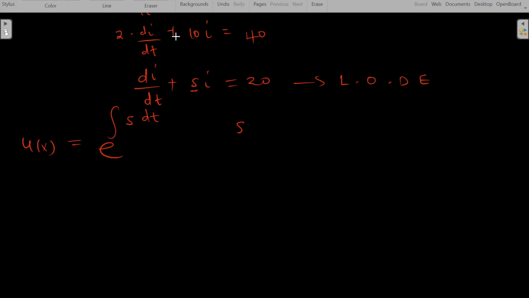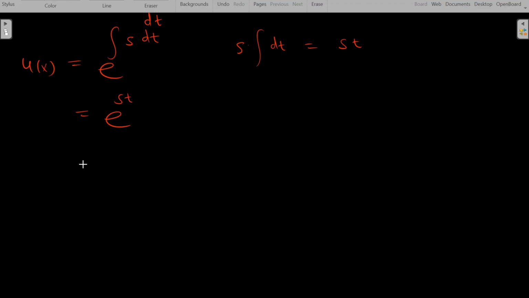We get 5 multiplied by the integral of dt. Simplifying, I get 5t plus a constant, which I won't include at the moment. So e raised to the integral we have already evaluated. Evaluating this integral, we have gotten 5t. So that's our answer: e raised to 5t as our integrating factor.